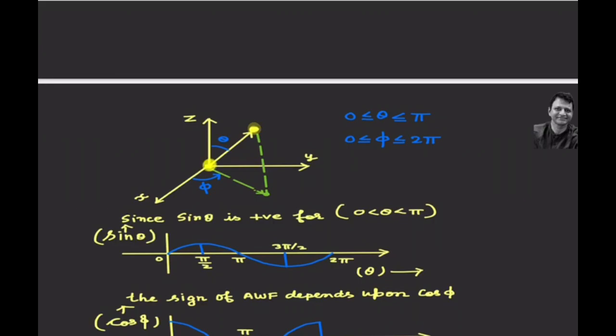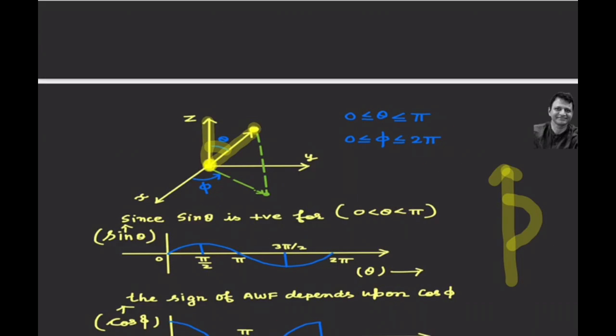The nucleus is at the origin, and this is known as the position vector. When we are talking about theta, theta is the angle formed by the position vector from the z-axis. If this is the z-axis and we are talking about the angle theta, the value of angle theta will vary from 0 to pi only.